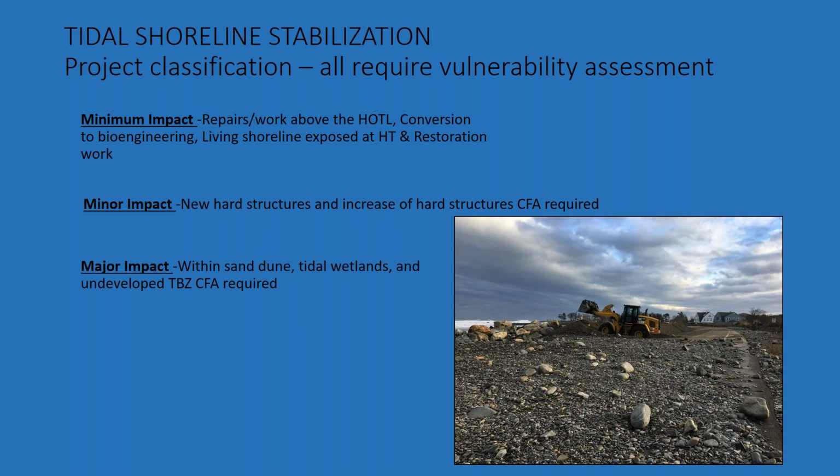Many of the project categories have remained the same. We've included living shorelines. So previously with the old rules, minimum impact projects are repair work above the highest observable tide line, converting a hard structure to bioengineering, installing a new living shoreline exposed at high tide, and restoration work. Minor impact projects are new hard structures and increase of a hard structure.